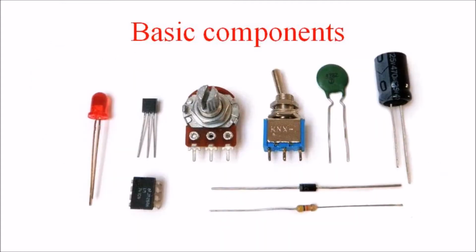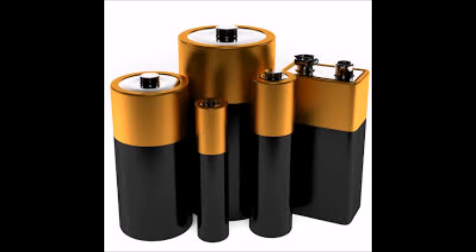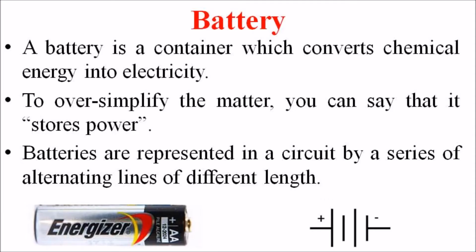So next we are going to discuss some basic components found in an electronic or a digital circuit. Firstly, we are discussing a battery or a cell. A battery or a cell is a container which converts chemical energy into electrical energy. Simply we can say that a battery or a cell stores power or some charge.